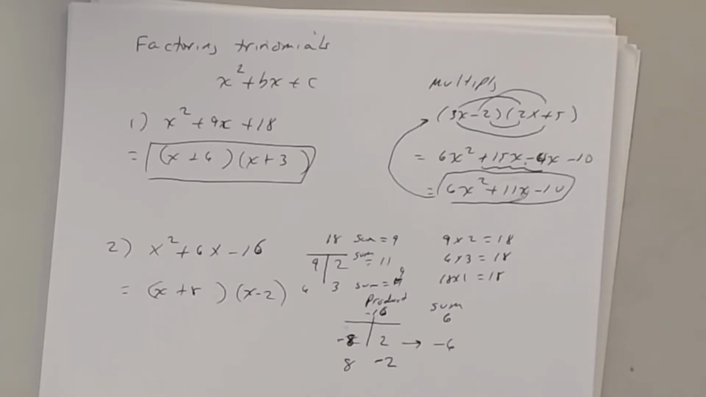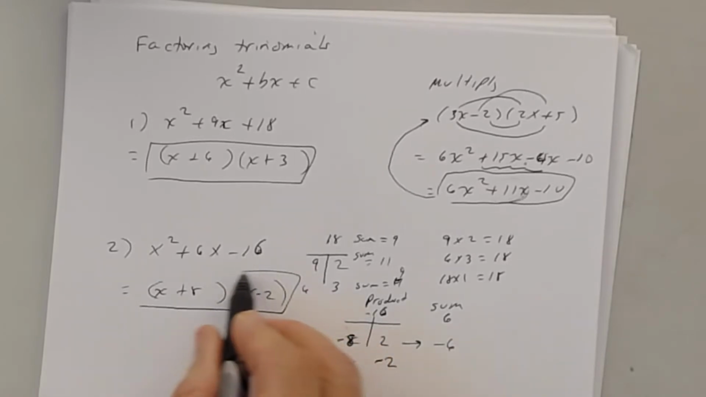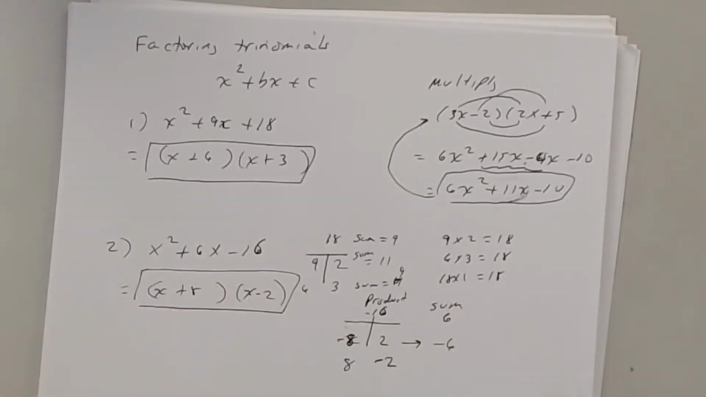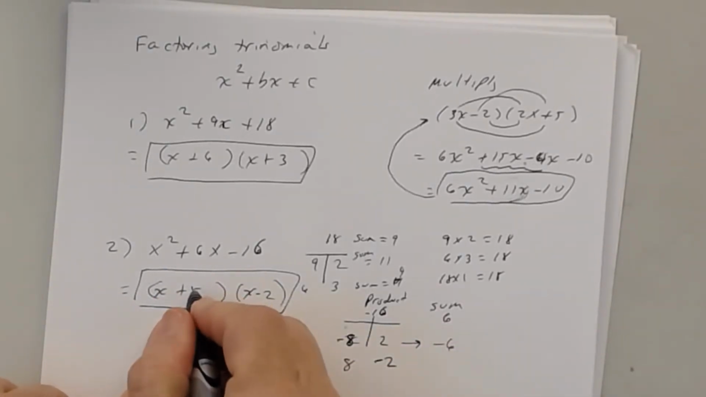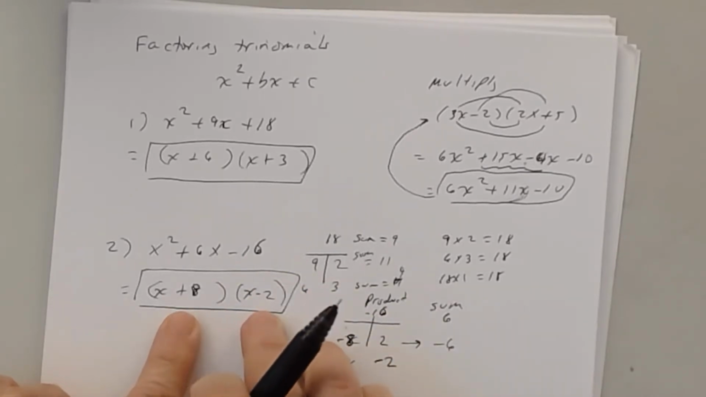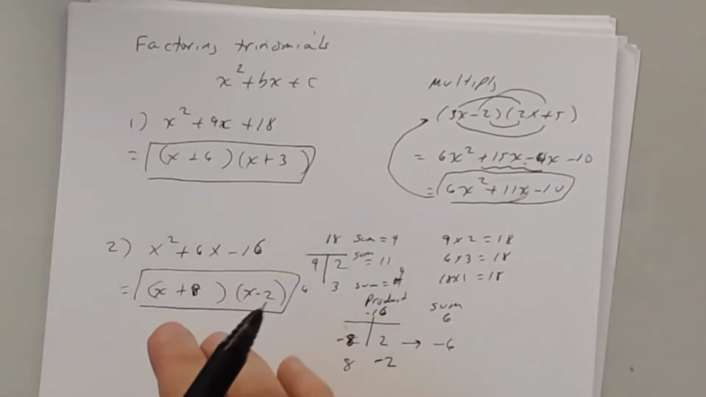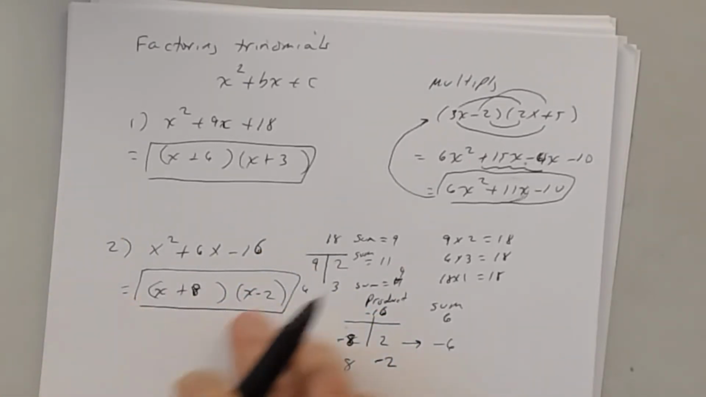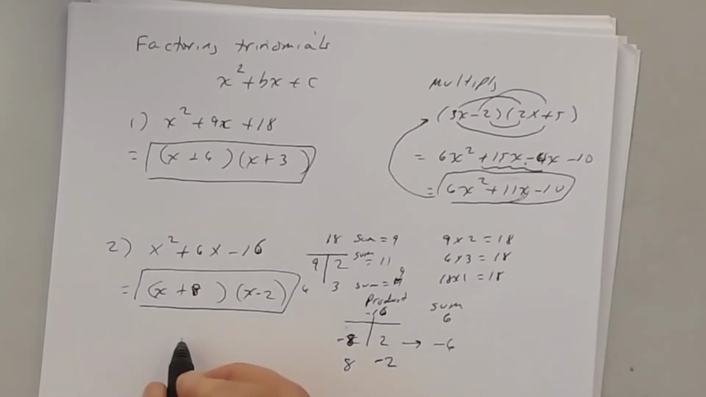Okay? Don't do all that over here. All right. Before I go on, though, always check. FOIL. What's x times x? X squared. Let's go to the last. What's a positive 8 times a negative 2? Negative 16. Now check the outer and the inner. What's the outer?